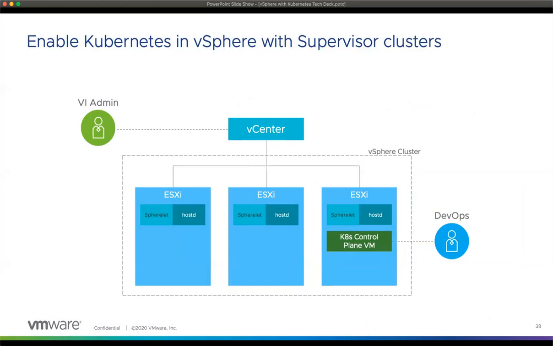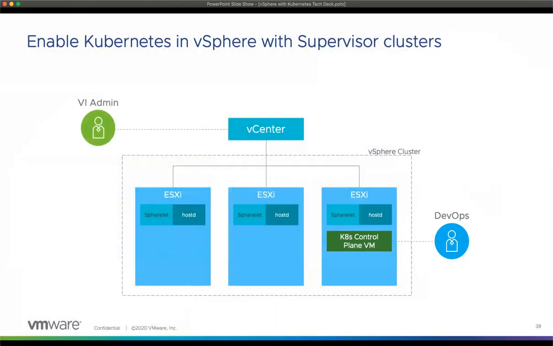The DevOps person is going to speak to the Kubernetes control plane VM. There will be more than one running. Typically, it's 3. And they're going to be using the kubectl command to speak directly to the Kubernetes control plane VM.